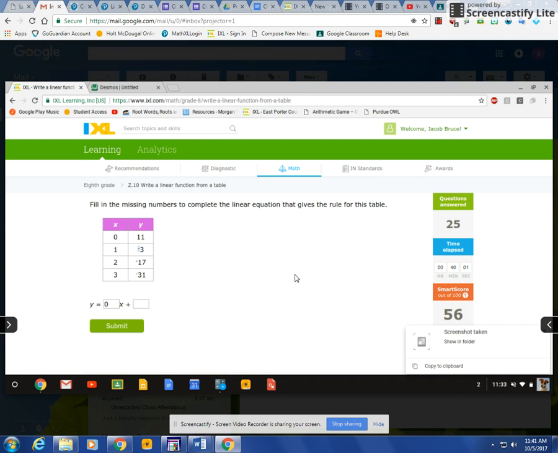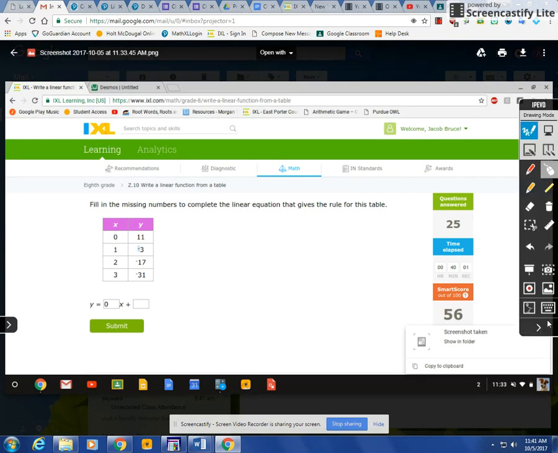All right, in order to do this problem, we need to figure out the slope and the y-intercept. That's m and b. We need to get into the form y equals mx plus b. So to figure out the slope, we need to figure out the change in y over the change in x.